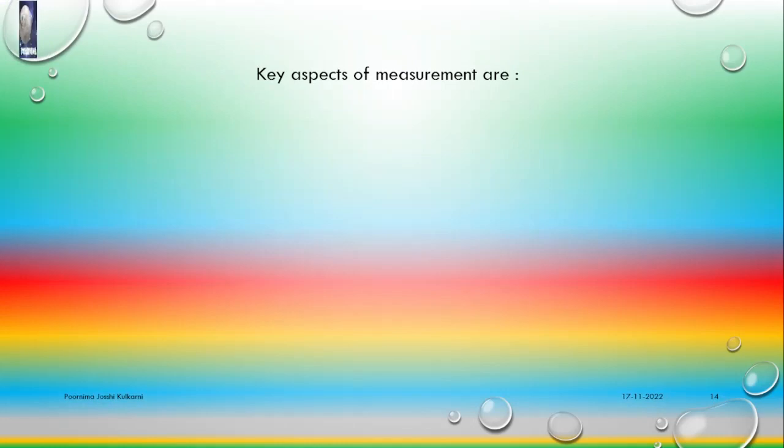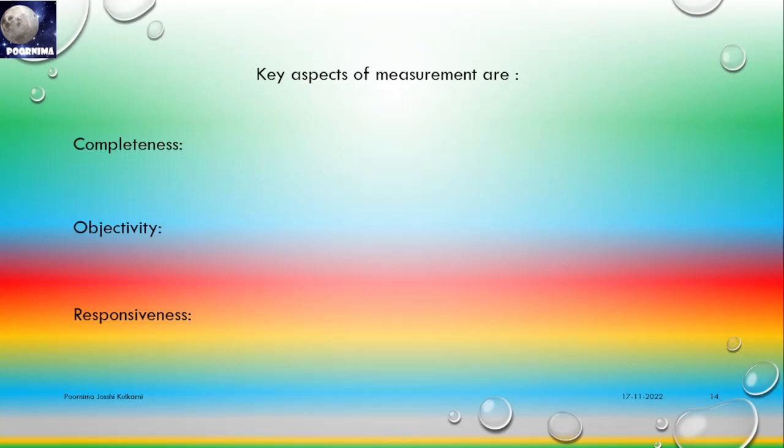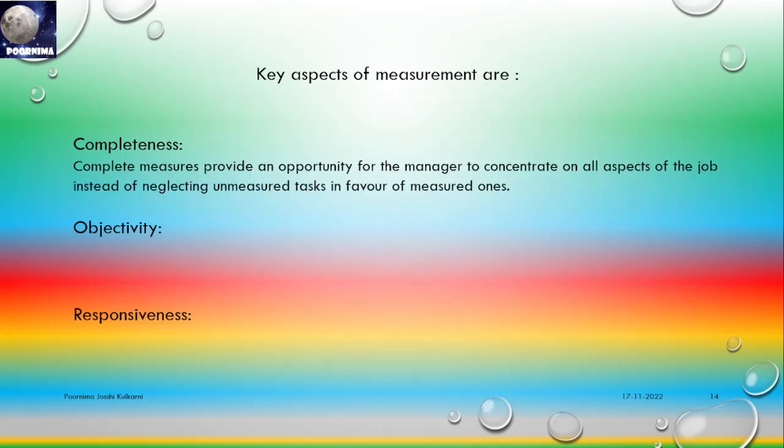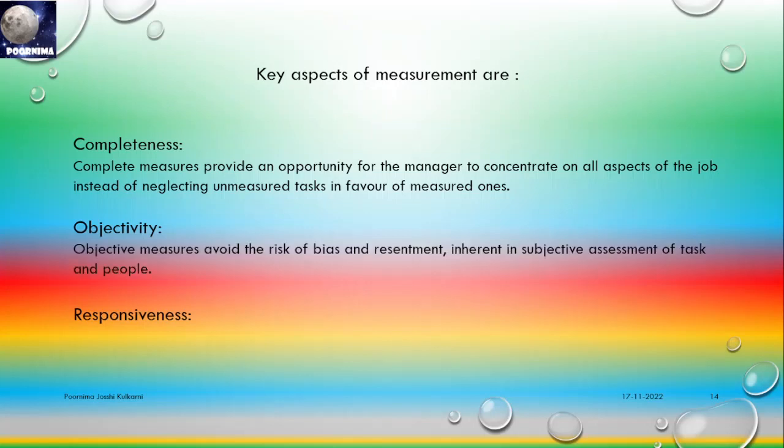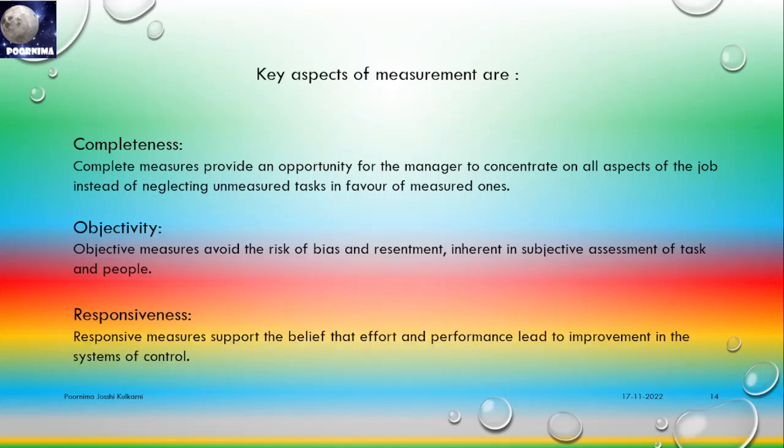Key aspects of measurement are completeness, objectivity, and responsiveness. Let's discuss the points. Completeness. Complete measures provide an opportunity for the manager to concentrate on all aspects of the job instead of neglecting unmeasured tasks in favor of the measured ones. Objectivity. Objective measures avoid the risk of bias and resentment inherent in subjective assessment of tasks. Responsiveness. Responsive measures support the belief that effort and performance lead to improvement in control.